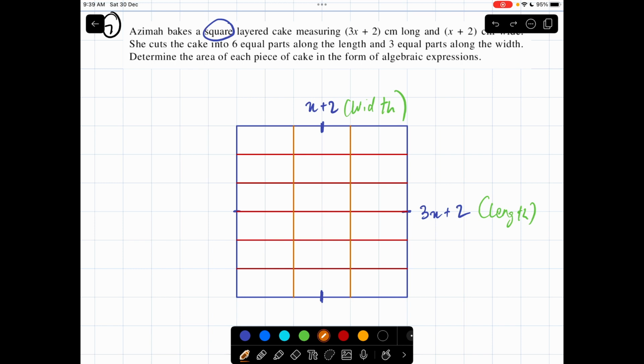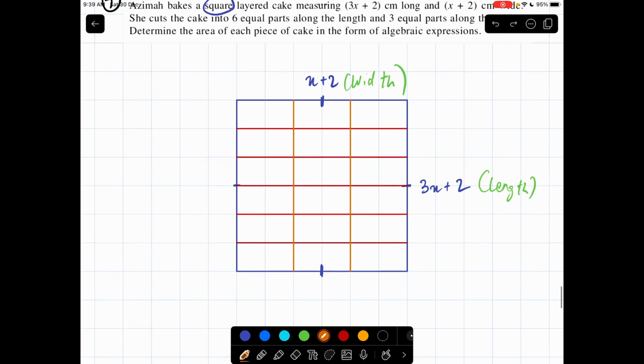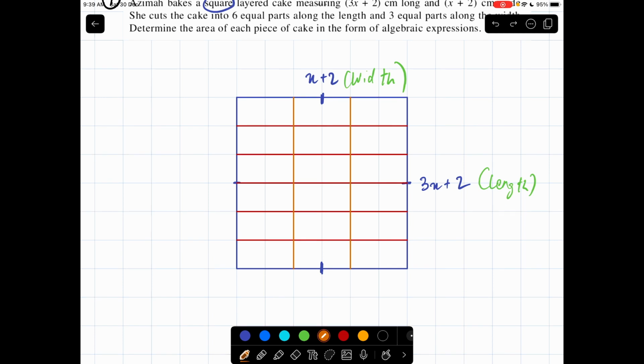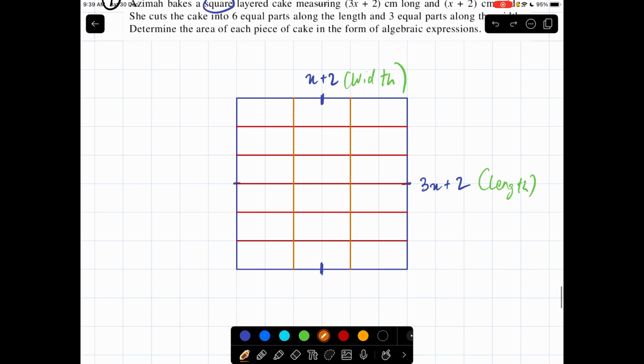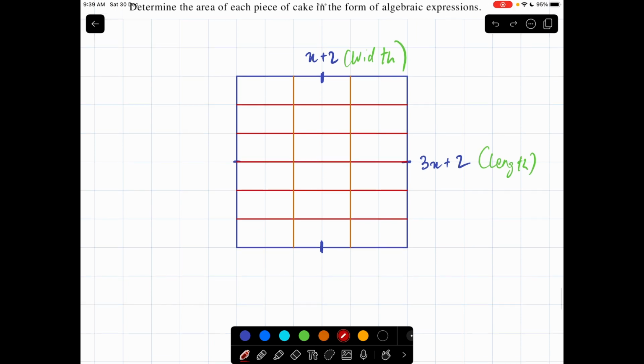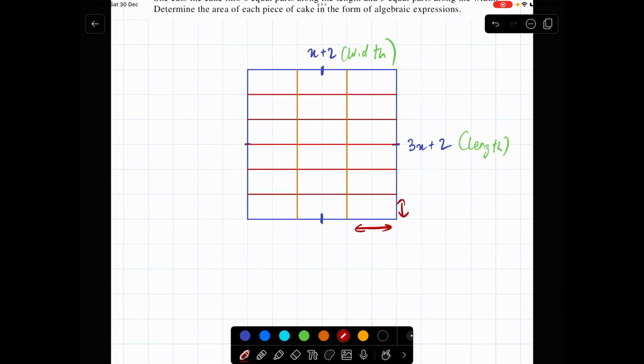Now they want the area. So technically all of the parts are of the same area because we have cut them equally. So they are asking to find the area, which means this section times this section. That's it. As simple as that. So since we have a visual explanation of how to do it, it's very easy.